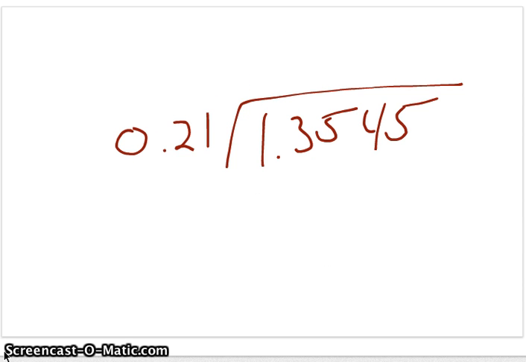Okay, now I have two decimals in my divisor, so I'm going to move it twice to the right. Whatever I do to the divisor, I'm going to do to the dividend. I'm going to move that one twice to the right and bring it up. What I really did is I multiplied the divisor, the number on the outside, by 100 to get a whole number, and I did the same thing to the dividend.